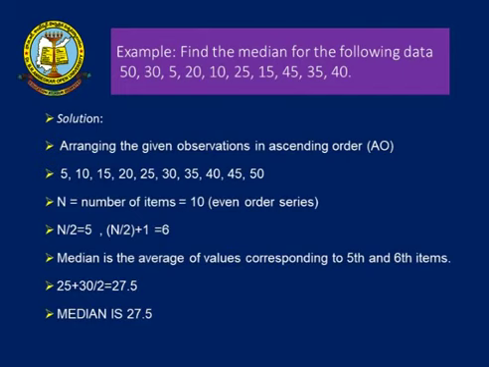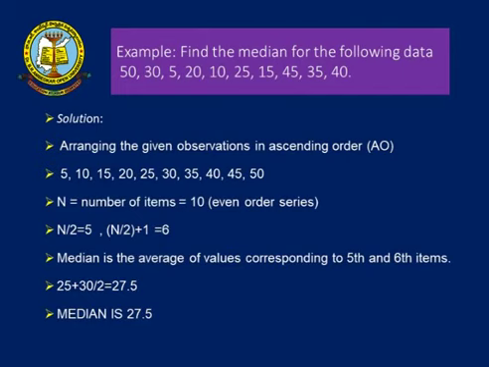N value is 10. The 10 means an even number, so we can use the average of the n by 2 and n by 2 plus 1th items. N means 10, 10 by 2 means 5. Next, n by 2 plus 1 is 5 plus 1, which is 6. So, the average of the 5th item and 6th item.